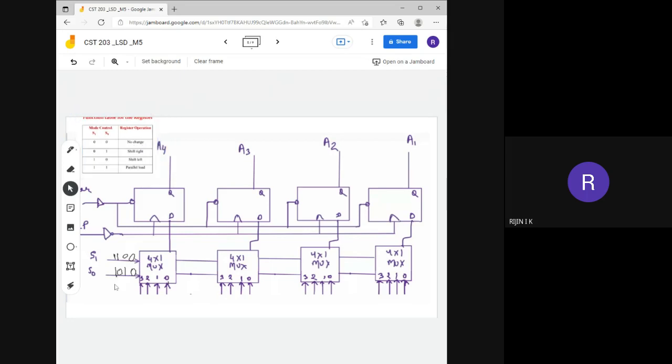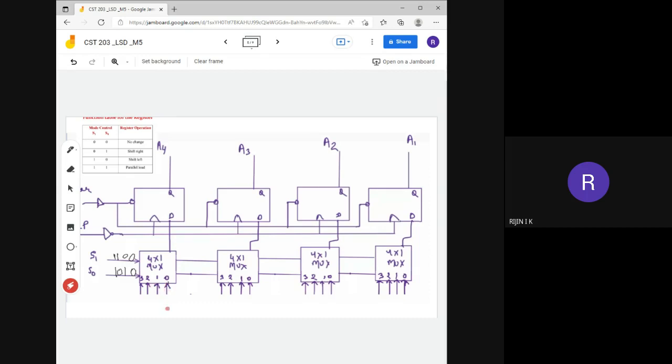Suppose the value is 0 0, which pin will it select? If the value is 0 0, which pin of the 4 by 1 multiplexer will it select? Zeroth bit, correct. It will select the zeroth pin.